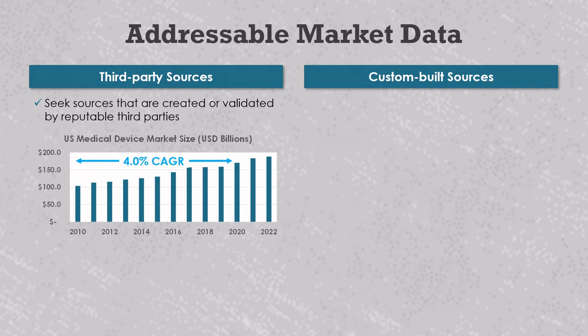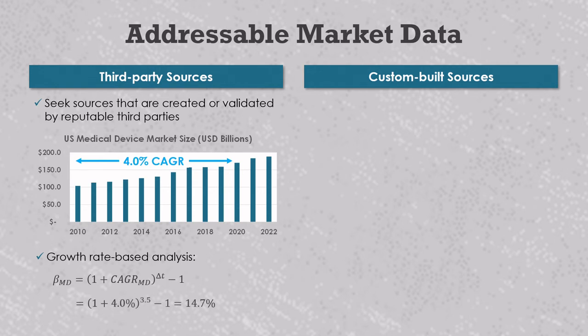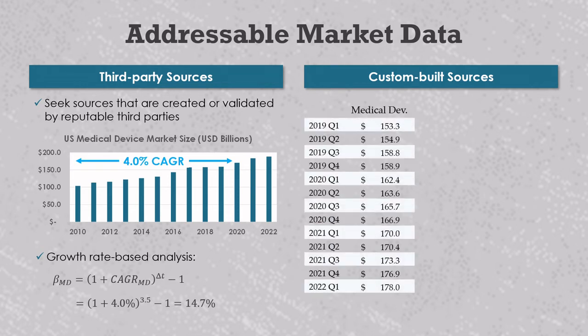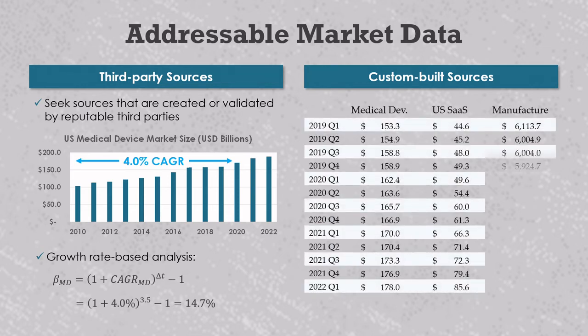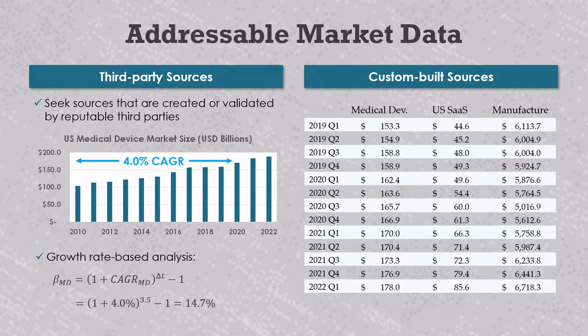We can also use this to calculate beta. It would be 1 plus the CAGR raised to the power of the holding period, minus 1. If the deal in question was held for 3.5 years, you would get a beta of 14.71%. Now, the alternative is to build your own addressable market datasets. You might maintain a set of medical device numbers that look like this, or you might manage several datasets, one for each of your target industries.